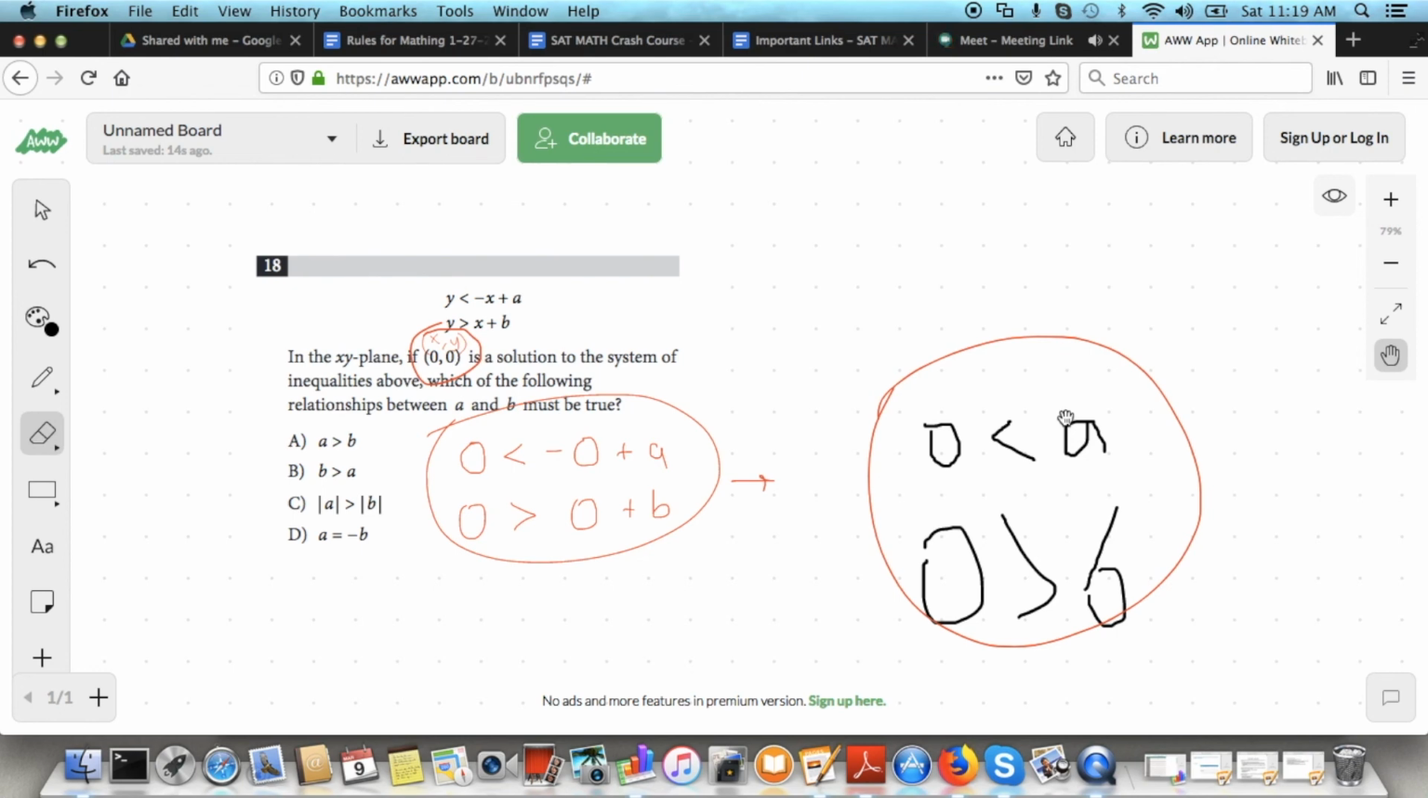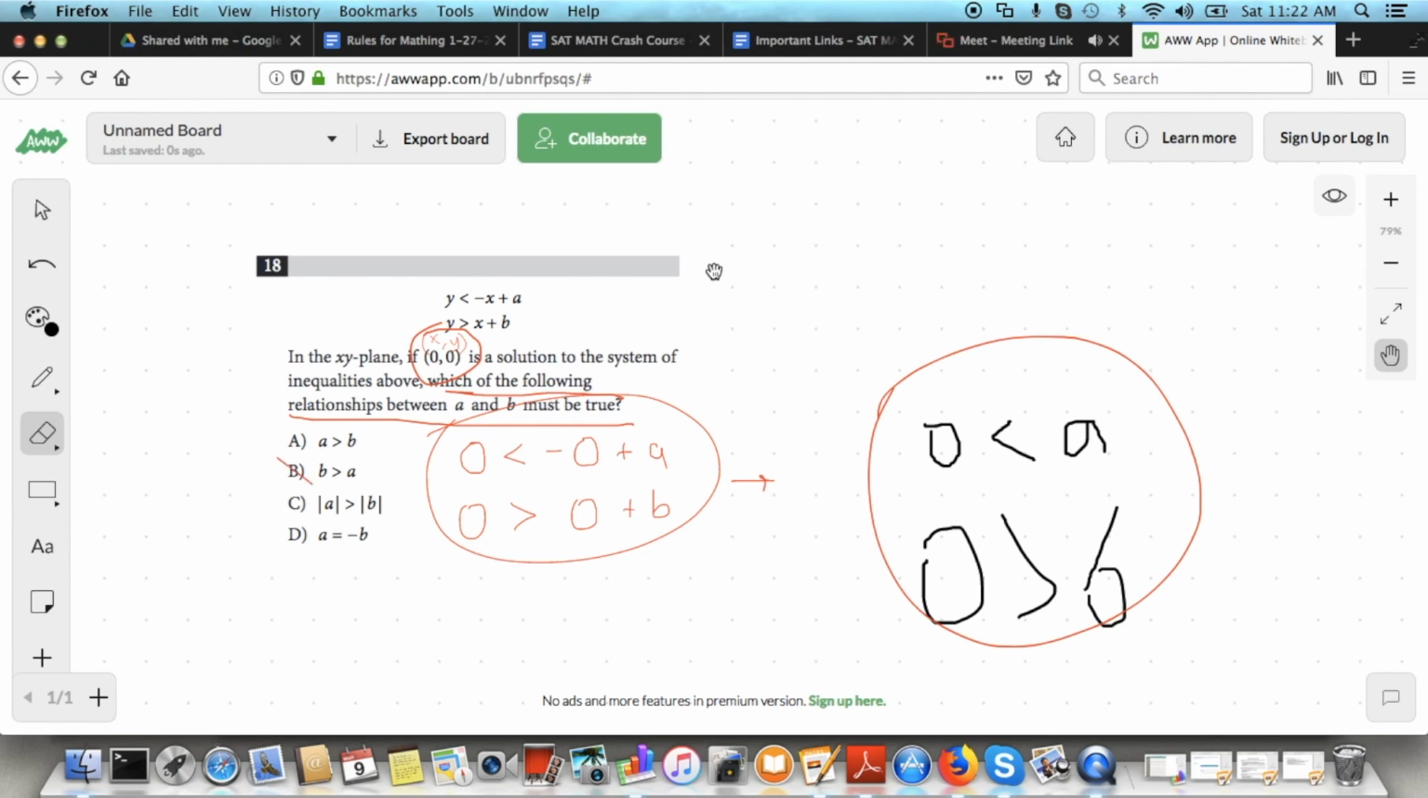Go ahead and look at answer choice A. Does A have to be true? Because the question is, which of the following relationships between A and B must be true? Yes, it does. Answer choice B says B must be greater than A. Is that a true statement, yes or no? No. That's an impossible statement, right? If B is negative and A is positive, which it has to be according to this, then B is impossible, the opposite of true.